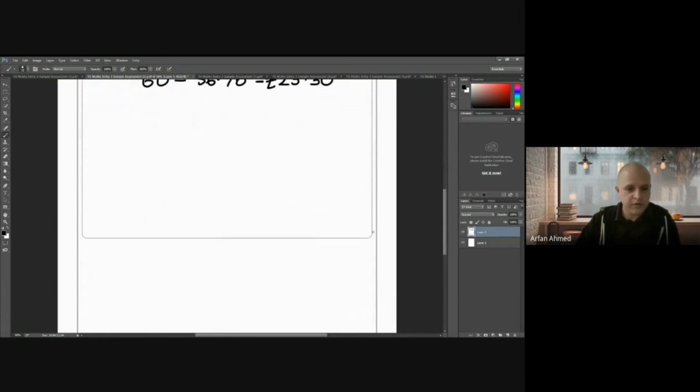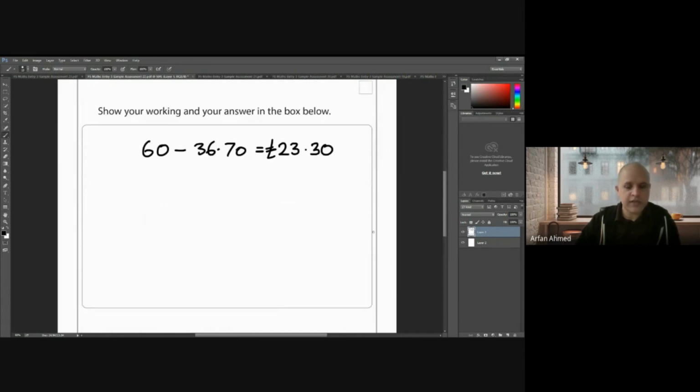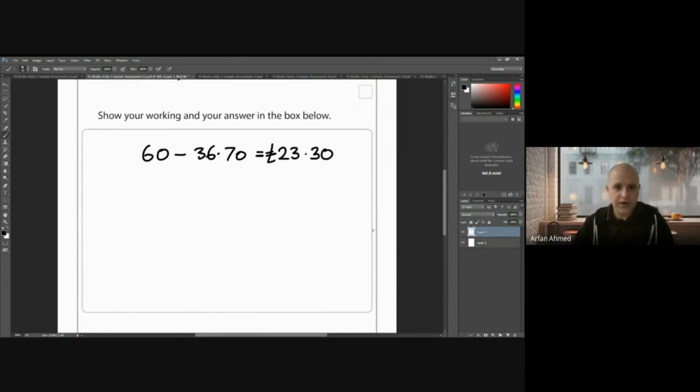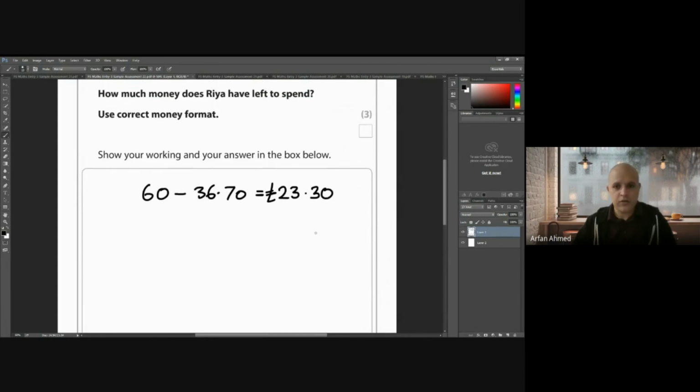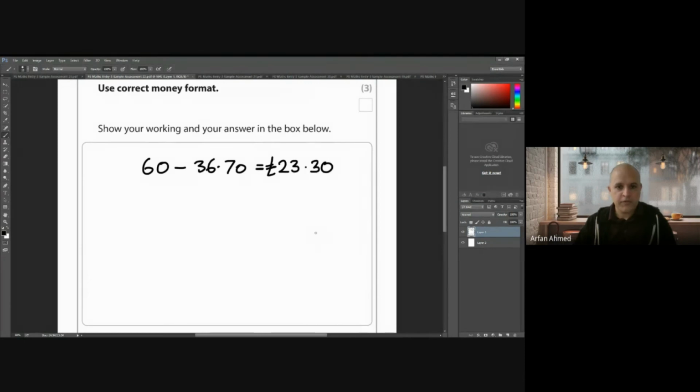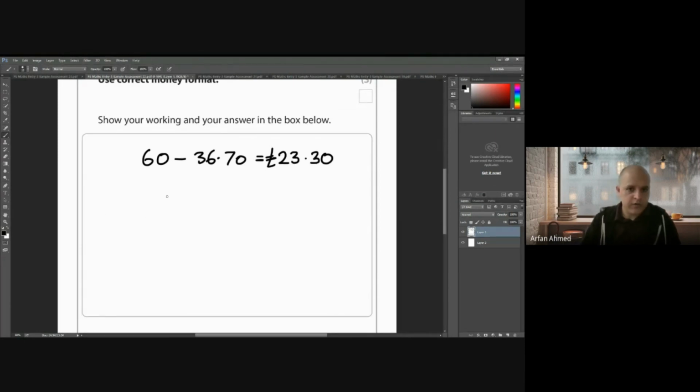You could work out yourself. You don't have to, because this is on the calculator paper. You could have used your calculator. But just make sure you type in the correct amount correctly in the correct format, correct money format. That's what it's saying here. Otherwise, you'll lose marks. But if you did want to work it out, I can do it for you if you want. Yeah, I can show you.